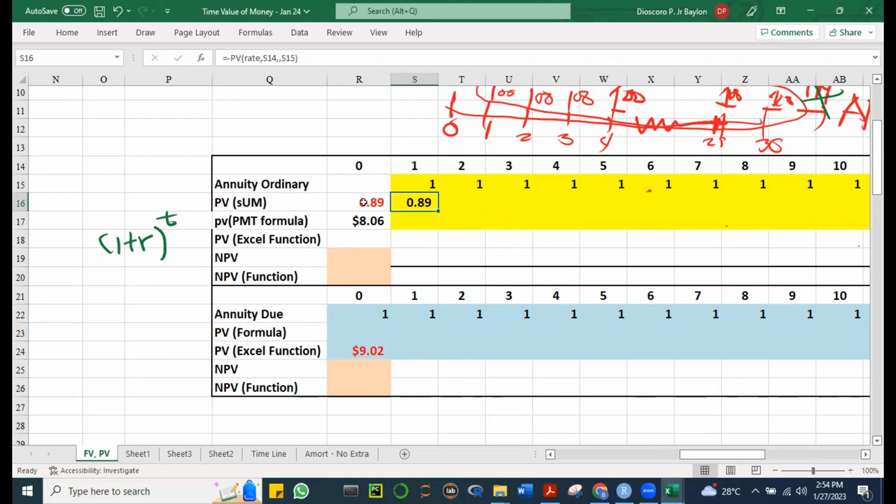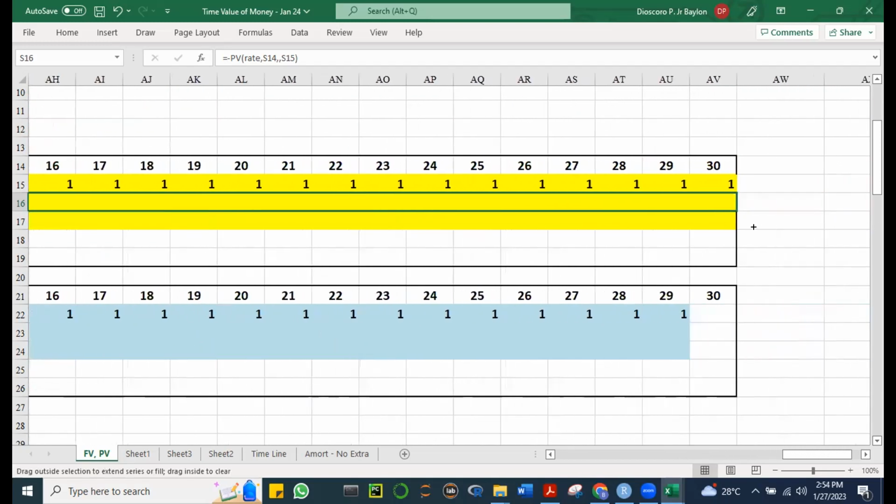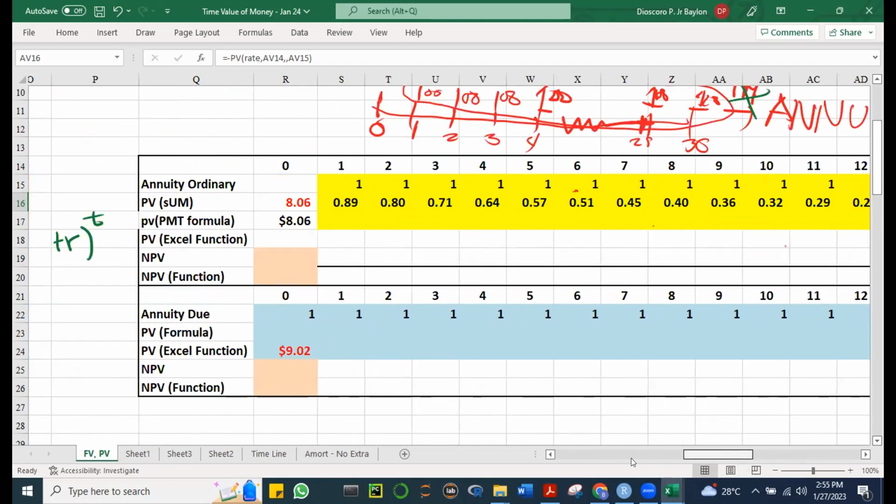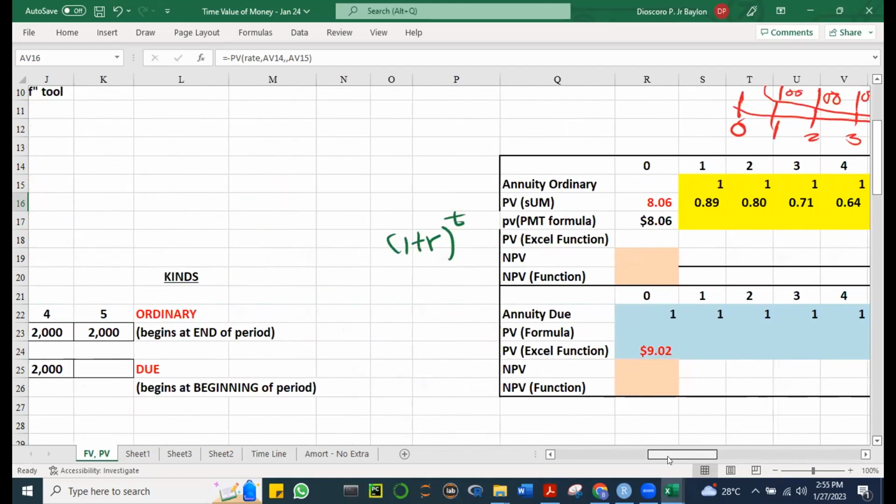0.89 is the present value of a cash flow of 1, which is received in 1 year's time. So we can actually copy this formula to the right. Let me copy it to the right. There. And you notice that the present value over a longer period becomes less, no? Becomes smaller. That's indicative of the concept of the time value of money.